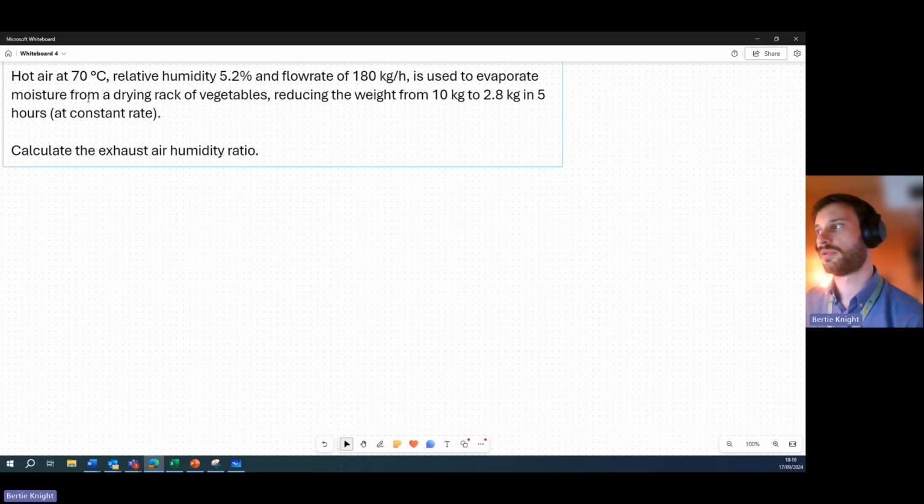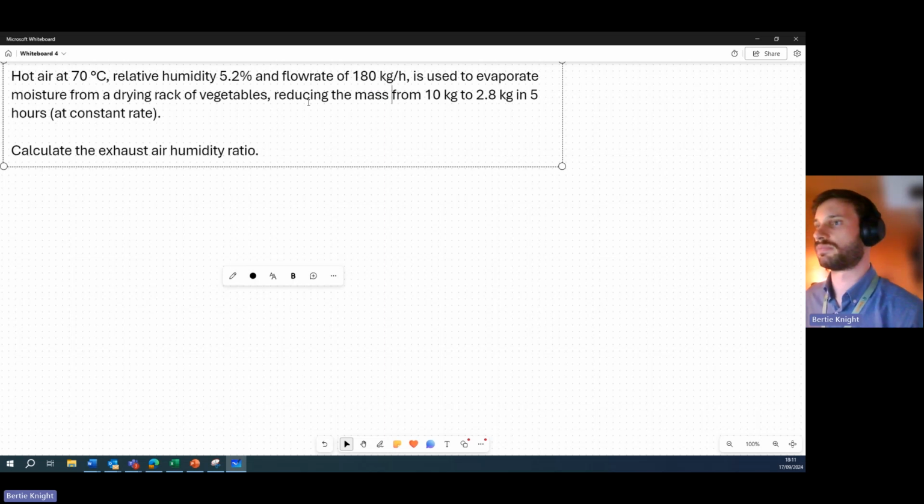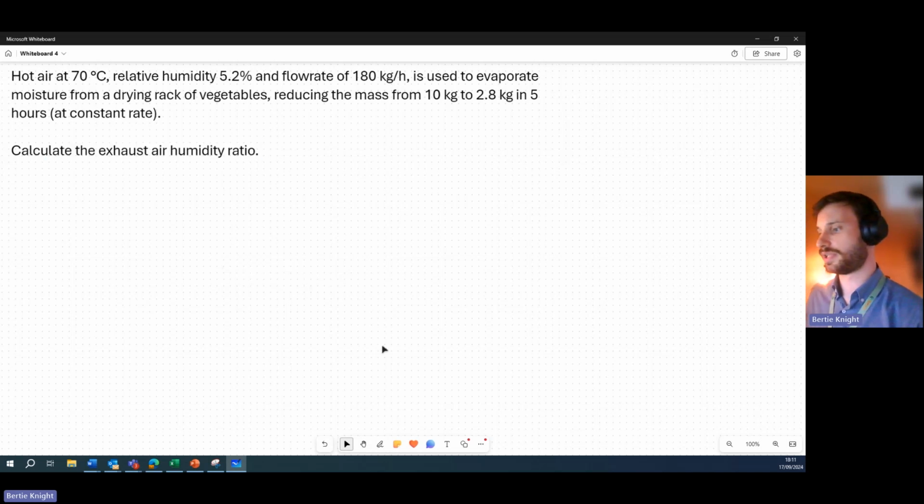So we have a very simple mass balance problem here. It states hot air at 70 degrees C, relative humidity 5.2% and flow rate of 180 kilograms per hour is used to evaporate moisture from a drying rack of vegetables, reducing the weight, that really should say the mass, from 10 kilograms to 2.8 kilograms in 5 hours at a constant rate. Calculate the exhaust air humidity ratio. So this is a very simple mass balance problem.